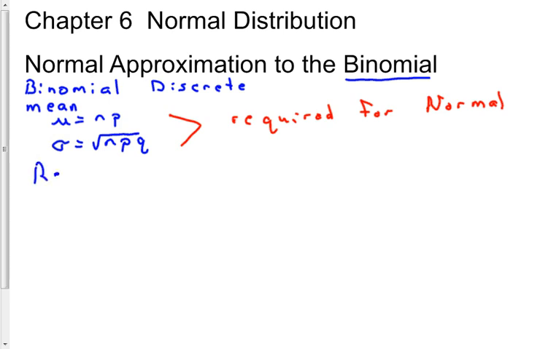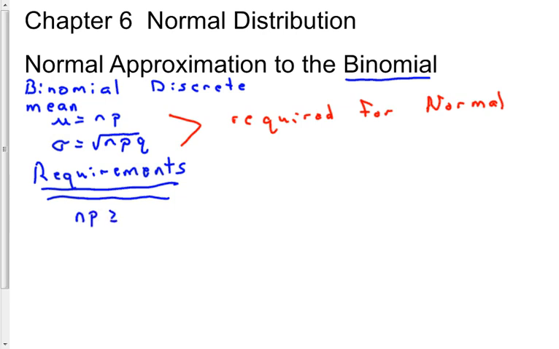Requirements or conditions, and this is huge. You have to be able to do these, or this has to be there. np has to be greater than or equal to 5. That's the mean. And nq has to be greater than or equal to 5. If that doesn't happen, it will not meet the criteria and your approximation won't be valid.